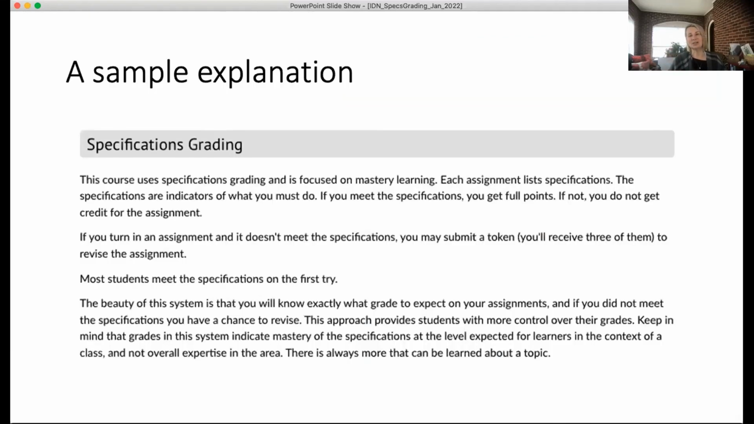And this is just a sample of how I explain it. Somebody did ask a question about that in advance, like how might you put this on a syllabus? What do you explain to students? And so I put it on the syllabus. I put it in writing in the LMS. I talk about it on the first day of class. I really want to make sure that my students fully understand what I'm doing with specs for them.